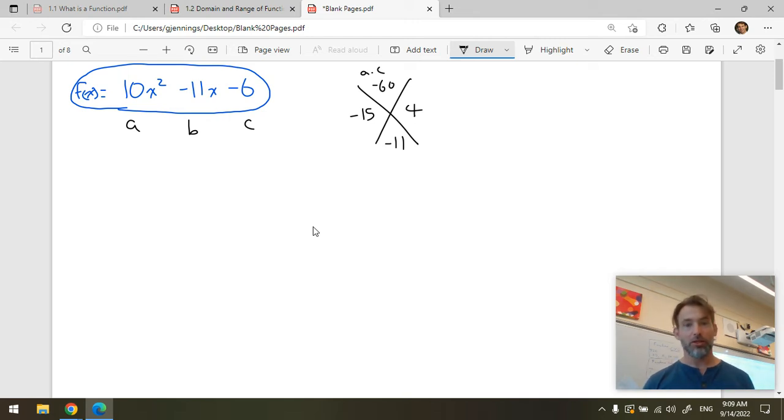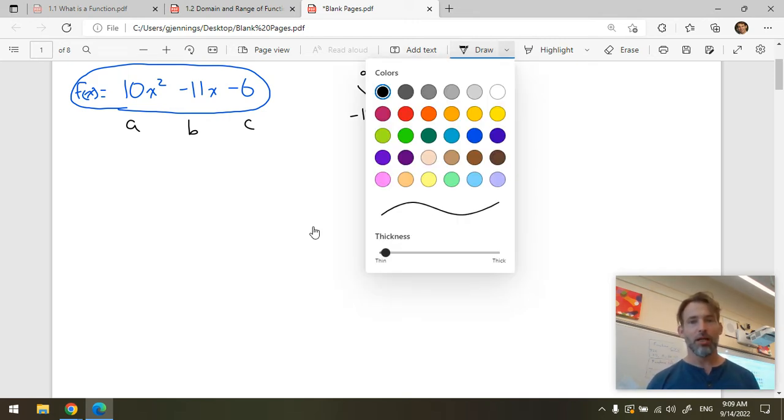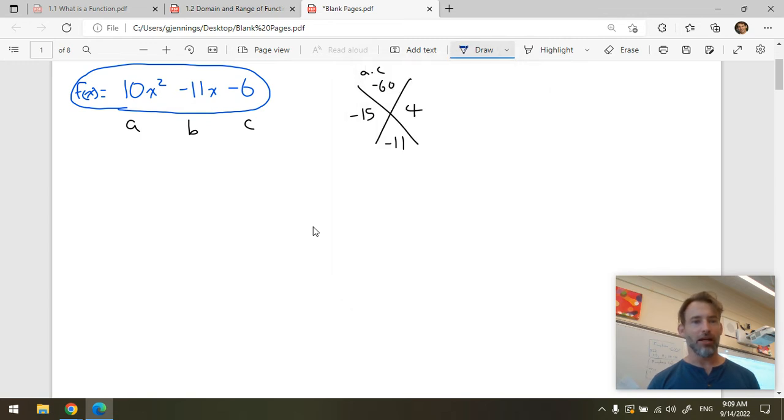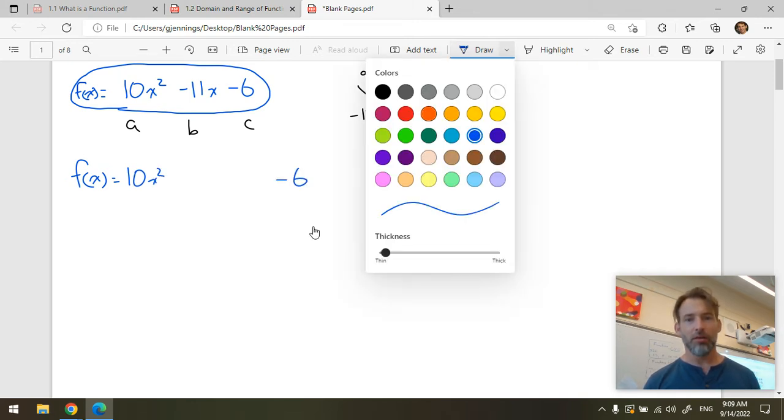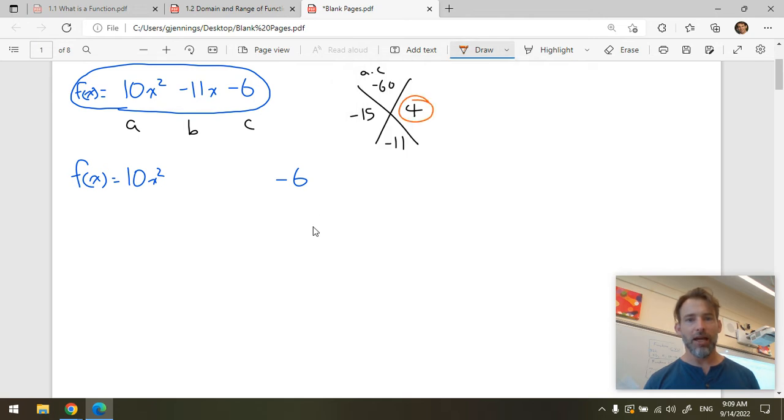All right, cool. So now what I can do is rewrite this quadratic. f of x is equal to 10x squared, minus 6 is going to be over here. But in the middle, from this x game, I'm going to use these two: minus 15x plus 4x minus 6. I just took this negative 11 and split it up. All right? Follow me so far?